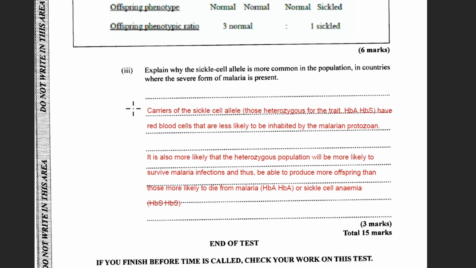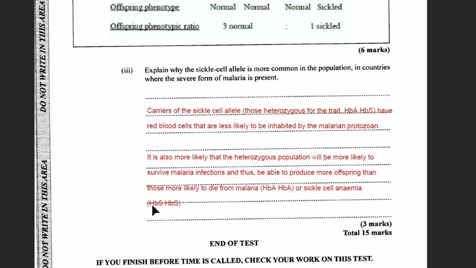So carriers of the sickle cell allele, which means those heterozygous for the trait, have red blood cells that are less likely to be inhabited or infected by the malarian protozoan. So it's also more likely that the heterozygous population will be more likely to survive malaria infection. So think of it like this. Those who are normal, which means hemoglobin A, if they contract malaria, they're likely to die, and they're likely not to have offspring.